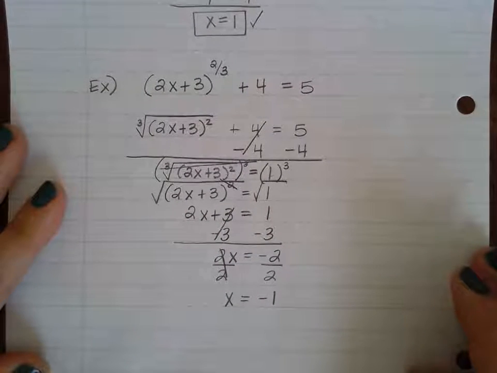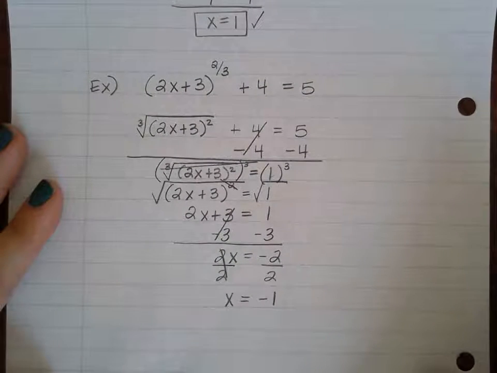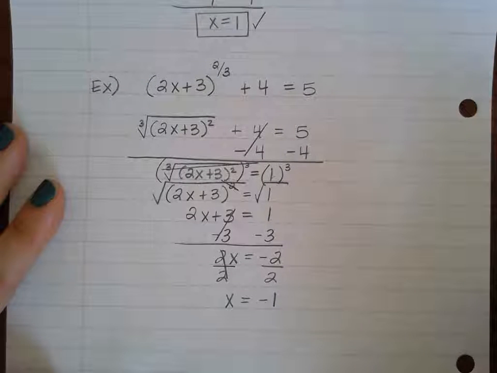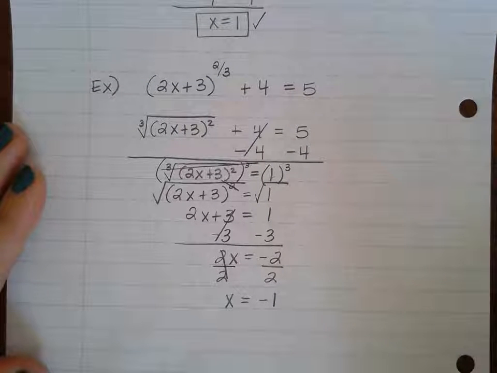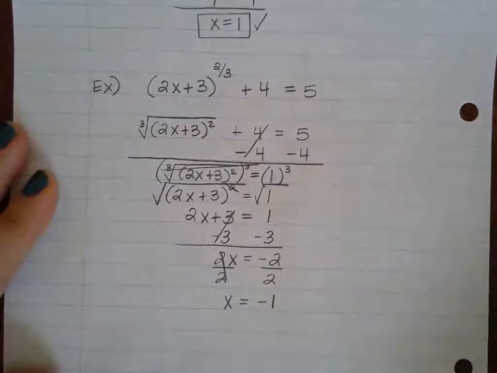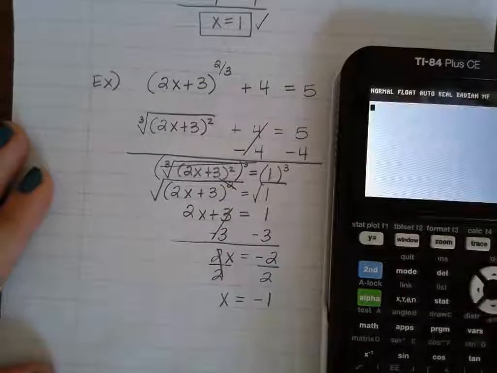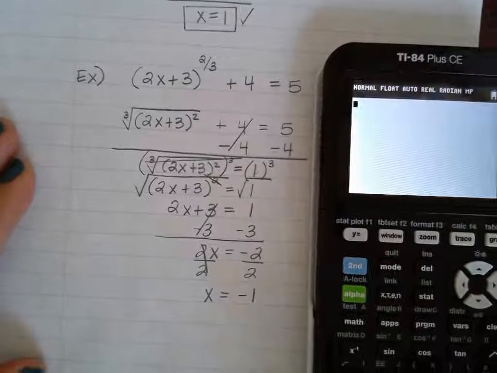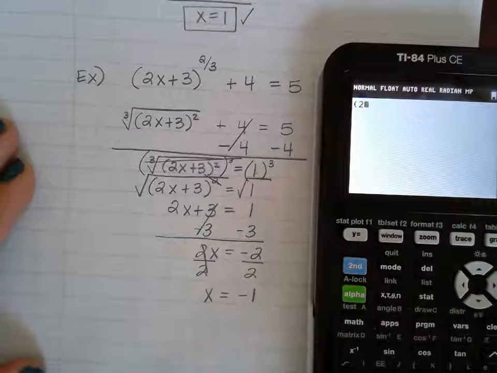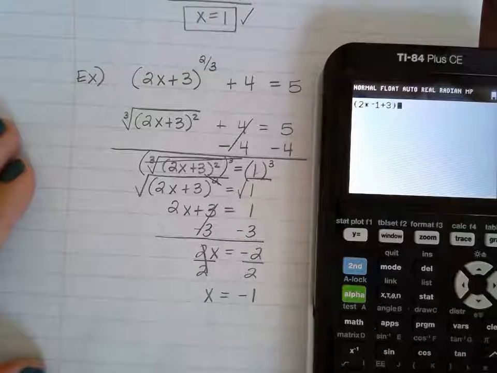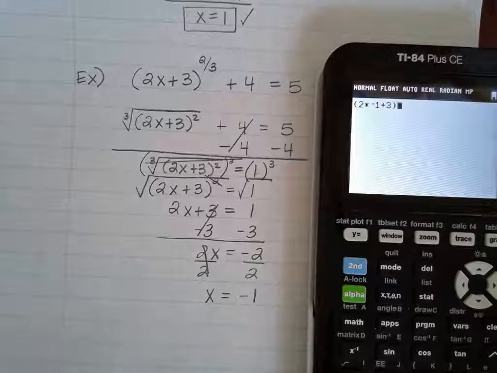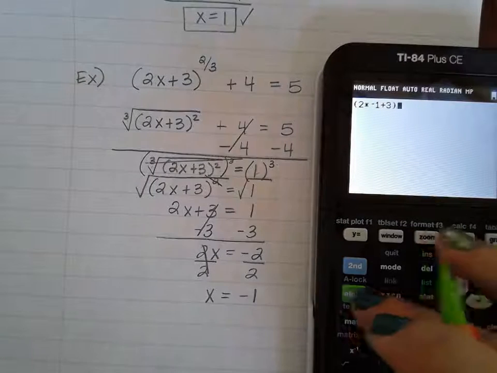Okay? Now this was definitely a harder example. If you need to pause the video anytime, please do and catch up so that you can think about the steps. I'm going to check the answer now. So I'm going to put it into my calculator. 2 times negative 1 plus 3. Close my parentheses. Thankfully, my calculator can do order of operations, so I don't have to worry about multiple parentheses.